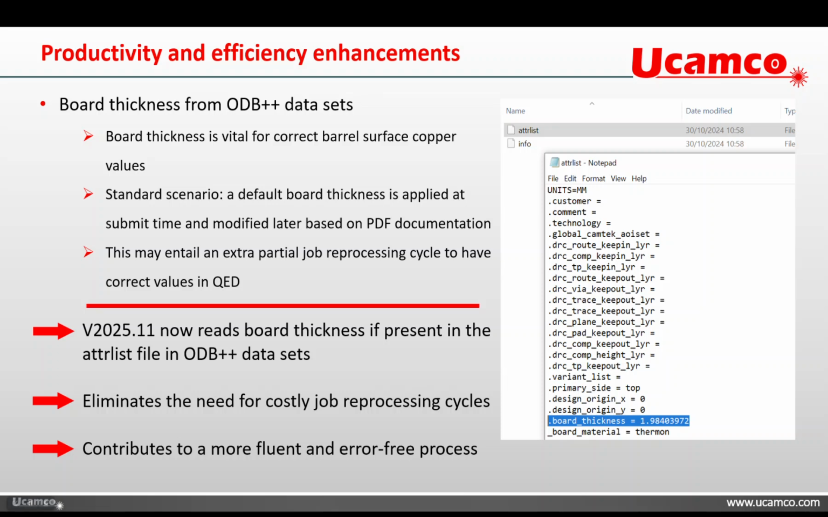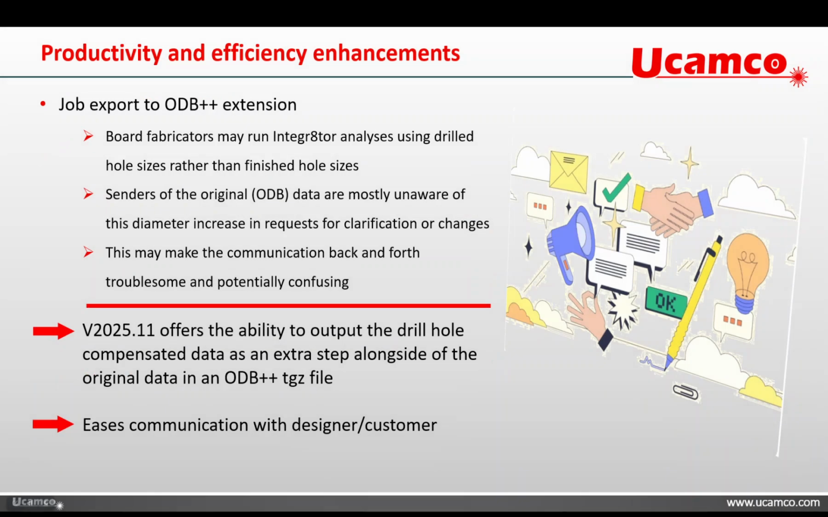And again, the same motivation as the previous cases, this eliminates the need for partially reprocessing the job after you have modified the board thickness, because the board thickness will now be recovered from the incoming ODB data set as the job goes through the first time. It also makes sure that, for instance, typing errors or other errors are not going to come into this process if the thickness is specified in the incoming data set itself. Take it from there, and nobody else has to do anything special to make this okay.